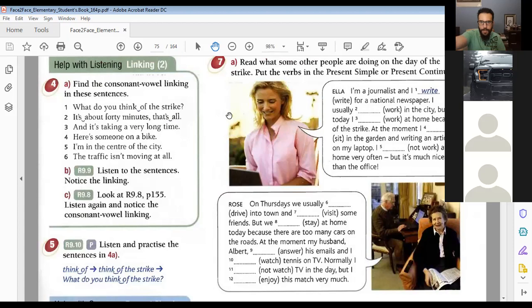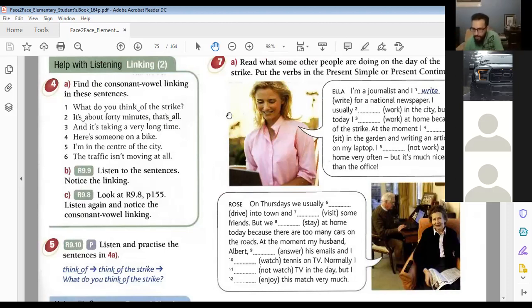Finish. Okay, good. Let's wait for the others. Who else finished? Not yet. Okay, Rashid, good. Finish. Okay, good. So let's check together.